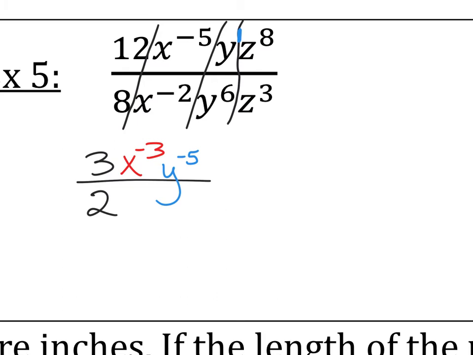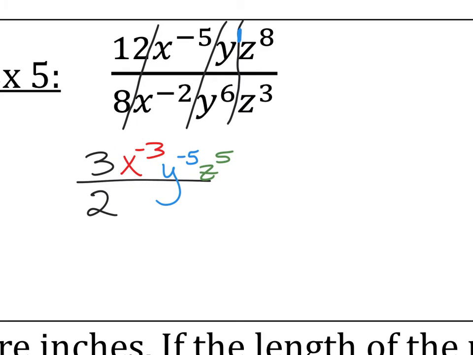And then I have my z's. I'm going to have z to the 8 divided by z to the 3rd, which is 8 minus 3. What's 8 minus 3? That's 5. Okay. That's just the quotient rule. That's what we did last class. But we just have to clean up our final answers because no negative exponents.